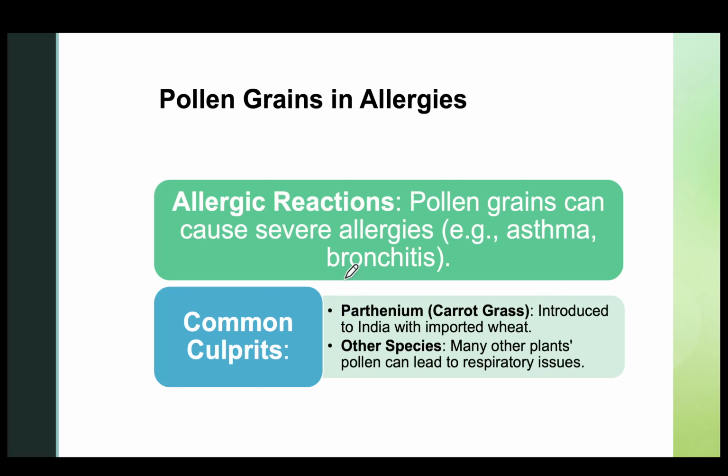Next is some more information about pollen grains. Pollen grains can cause some unwanted disease, or we can say unwanted effects as well. Many species release pollen grains that trigger allergies in human beings. This leads to problems like asthma and bronchitis. One example is Parthenium or carrot grass, which was introduced to India with imported wheat, right? And has become a major allergen.